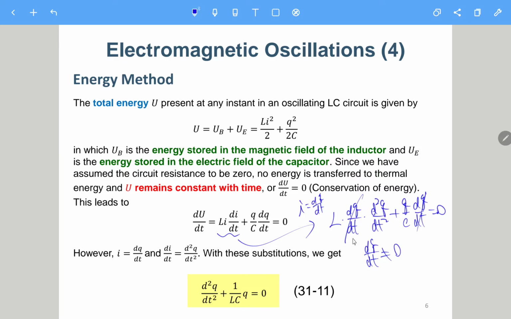So finally, we also divide L on both sides, so that we have the second derivative of Q plus 1 over LC times Q, equals 0. So it is actually a second order ODE, and it is a homogeneous equation because we only have 0 on the right side. We don't have any excitation. We don't have any sources or battery. So it is just a homogeneous second order ODE.